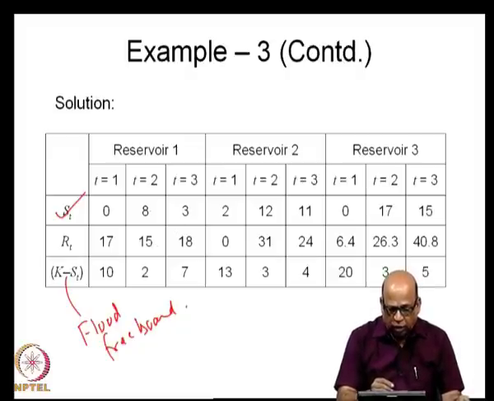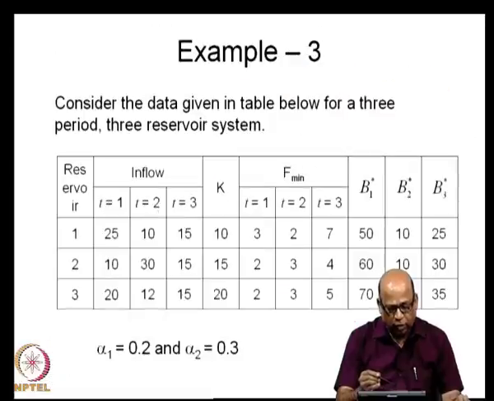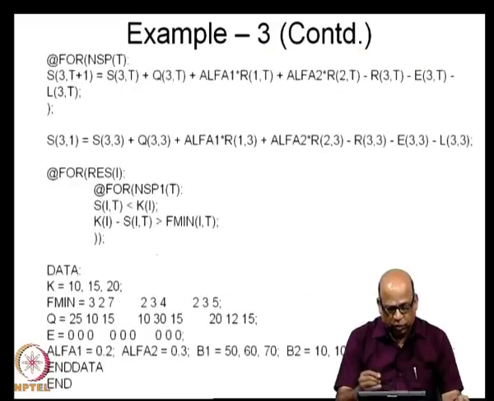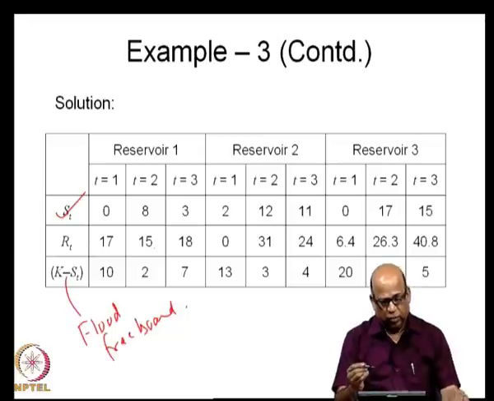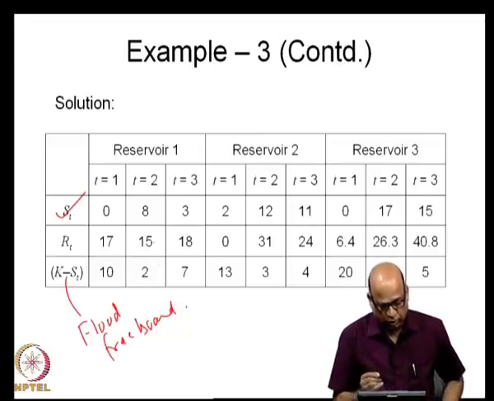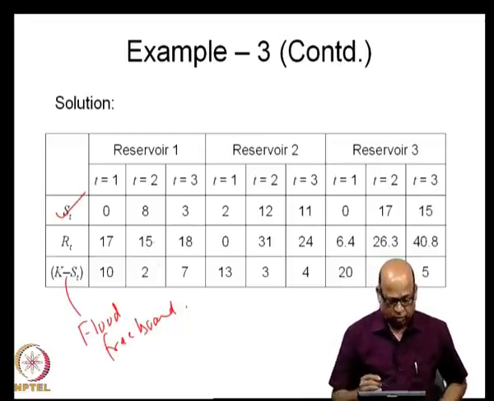Let us say 8 is your reservoir storage at the beginning of time period t is equal to 2, and then you have an inflow of 30. So, 8 plus 30 is 38, and you make a release of 15. So, 38 minus 15, that will be the storage at the beginning of next time period. You are looking at reservoir 1, I am sorry.